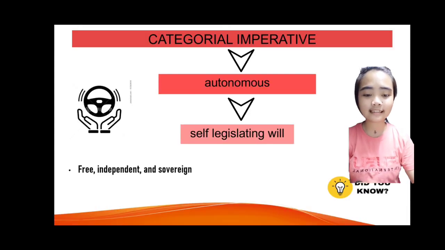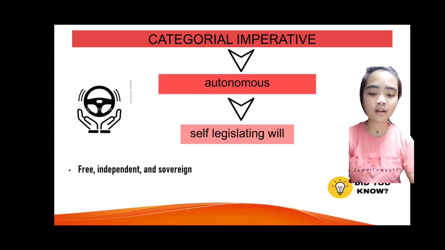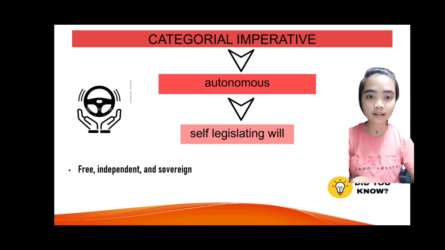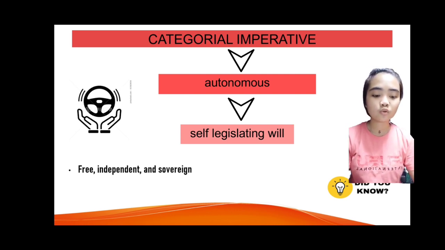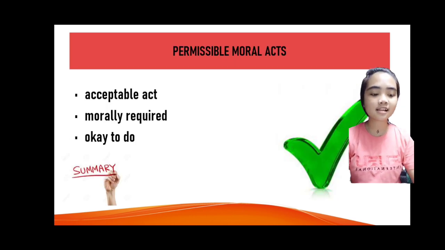Next, with the categorical imperative, people are autonomous, self-legislating, free, independent, and sovereign. Autonomous, in other words, means self-legislating. Being self-legislating, people are free to distinguish what's right or wrong. To distinguish, there are two kinds: permissible moral acts and impermissible moral acts.